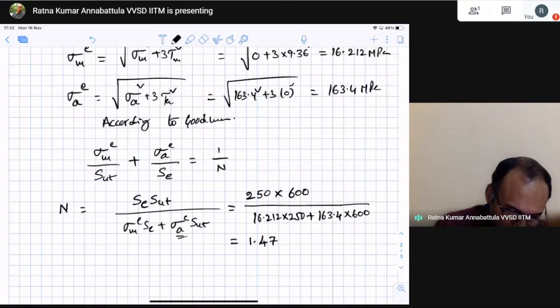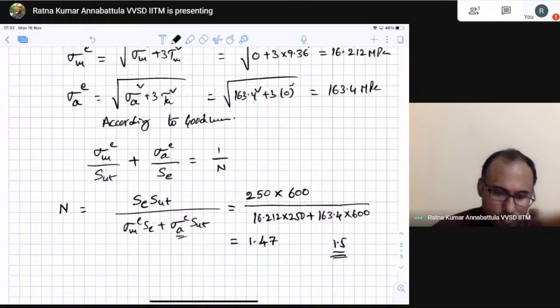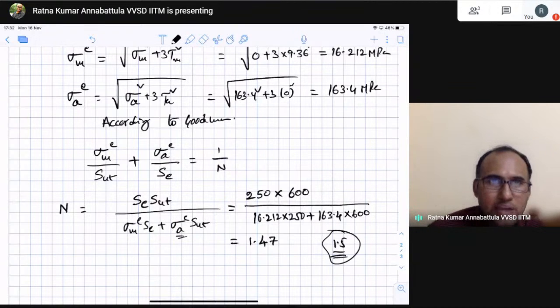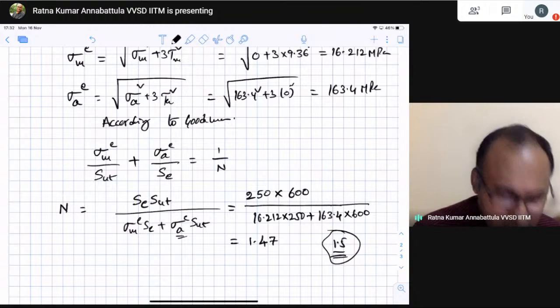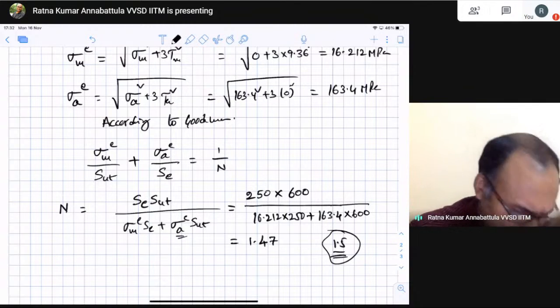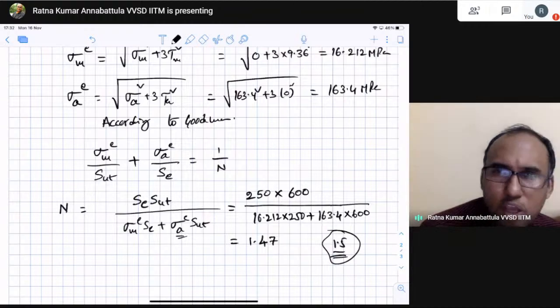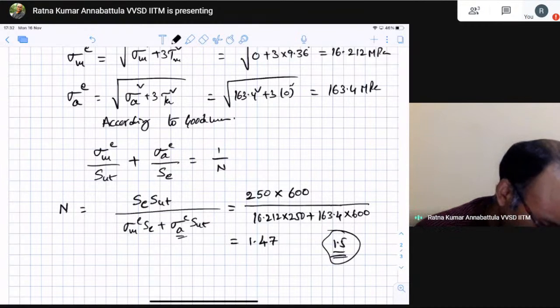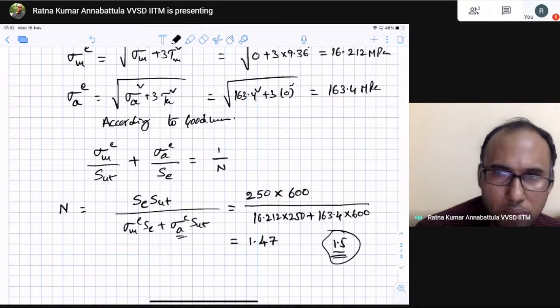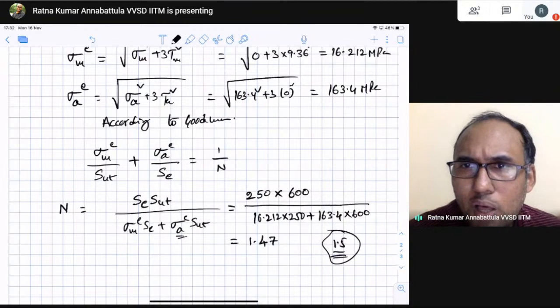So the answer that is given in the exam is approximately 1.5. Right? That is how you calculate the factor of safety for this problem. It is rather long, but it involves testing all the aspects that you have learned in solving a fatigue problem. Okay, all right.